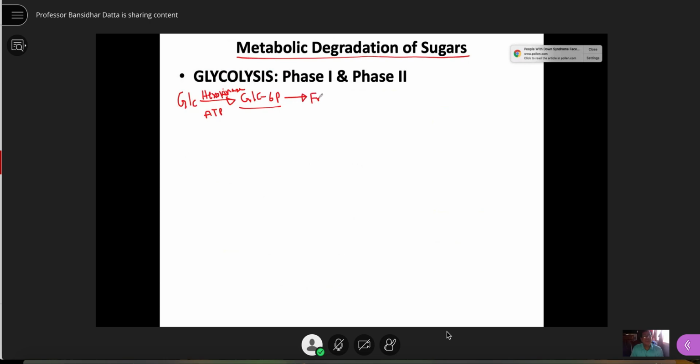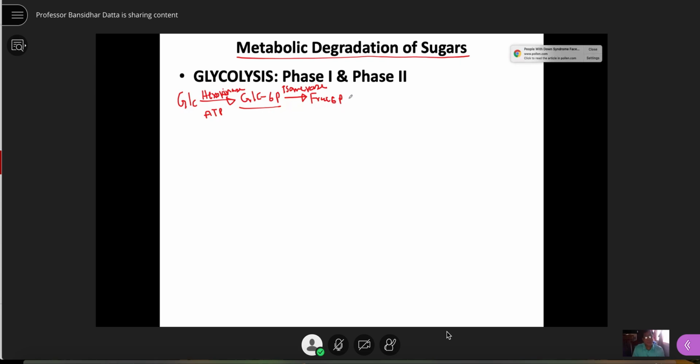All right, glucose 6-phosphate is converted to fructose 6-phosphate with the help of an enzyme called isomerase. Its name is glucose 6-phosphate isomerase. Remember, isomerases convert cis-trans isomers. Isomerase converts it to fructose 6-phosphate.